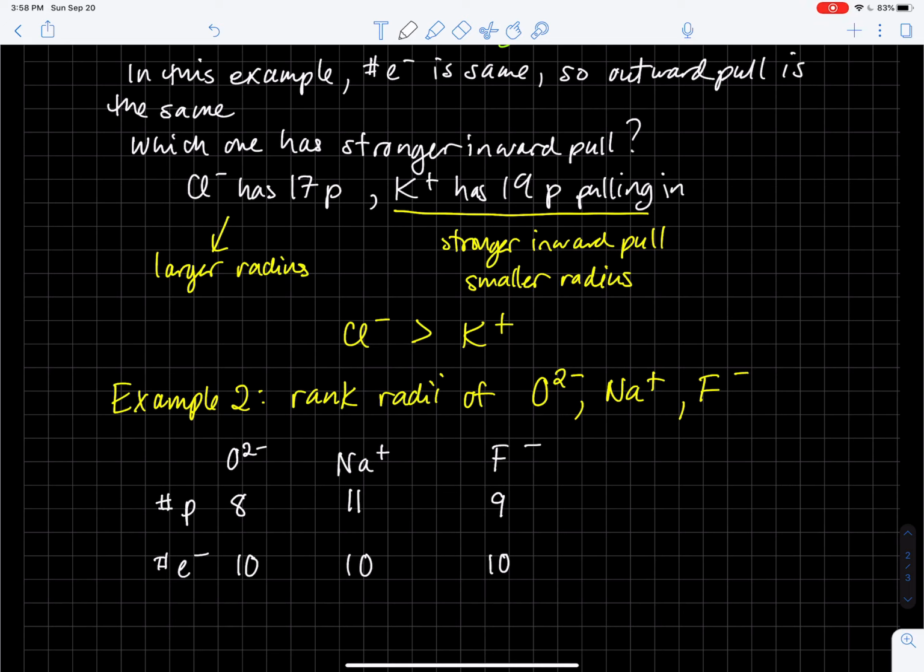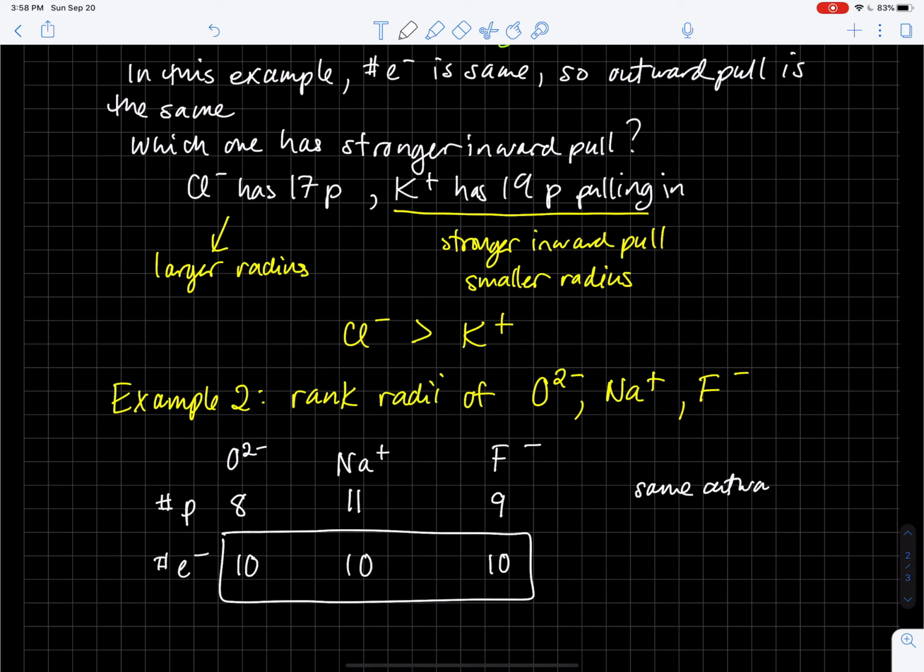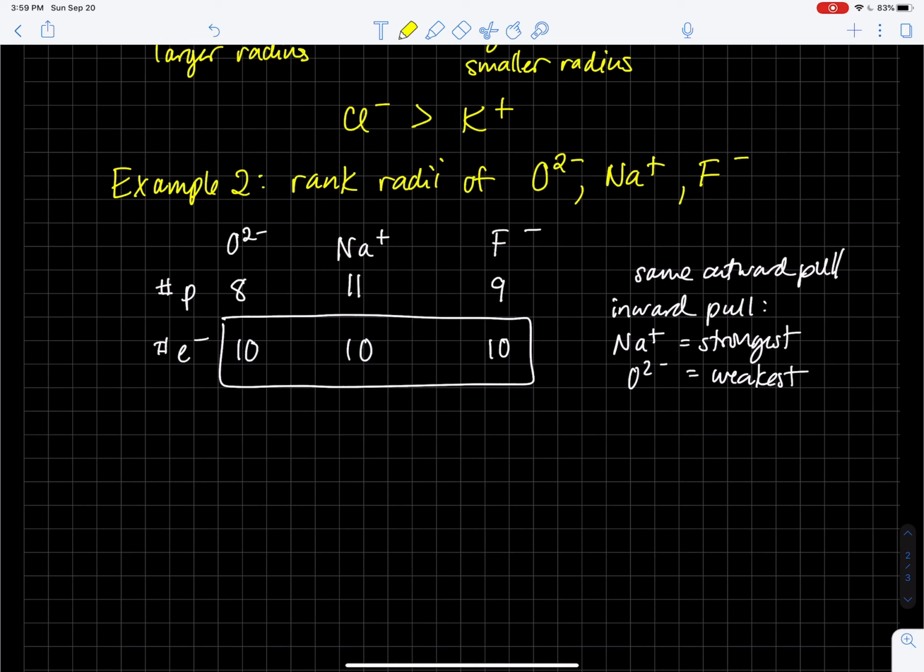So in this case, they have the same number of electrons again. So I would say the same outward pull. And the inward pull, who has the strongest inward pull? Sodium plus has the strongest inward pull, and O2 minus has the weakest inward pull. So the strongest inward pull will give you the smallest radius. So that will have the smallest radius. F minus will be in the middle, and O2 minus will be largest. I looked up the values just for fun. It turns out in terms of picometers, they are 98 picometers, 133 picometers, and 140. So we were right with our prediction.